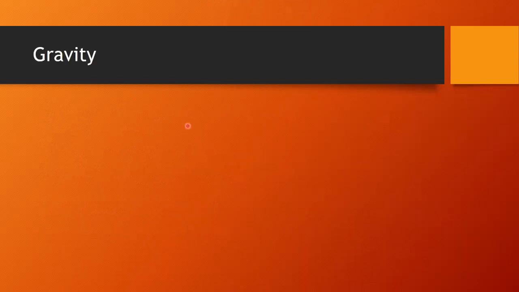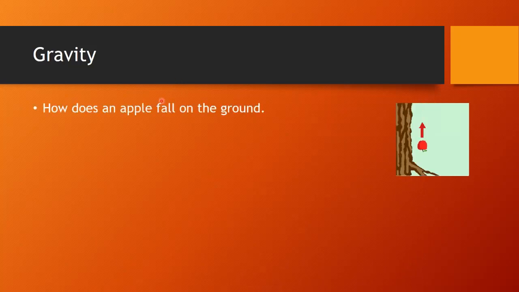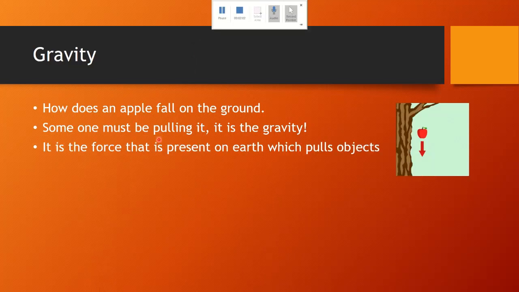Gravity. You might have heard this word called gravity in some places. What strikes your mind? The apple falling down to the ground, right? So who is making it fall down? How does an apple fall on the ground? Someone must be pulling it. So that is the force of gravity. It is a force present on earth which pulls objects. So it's a pretty greedy force. It just pulls everything towards itself.